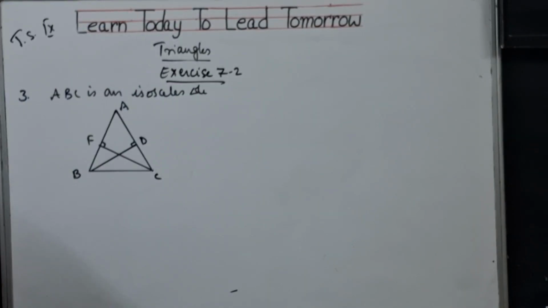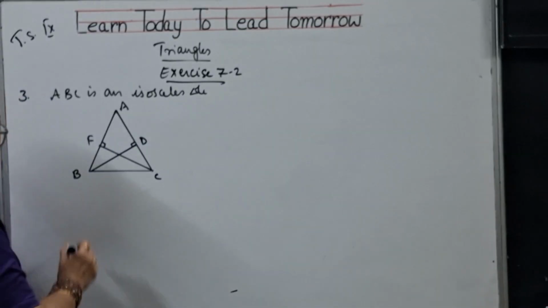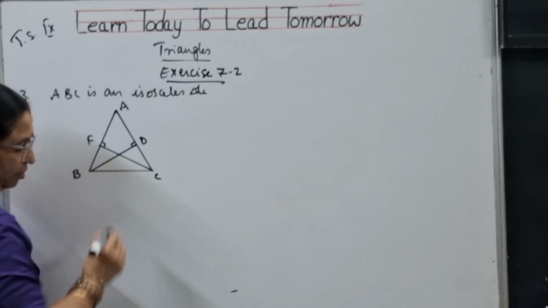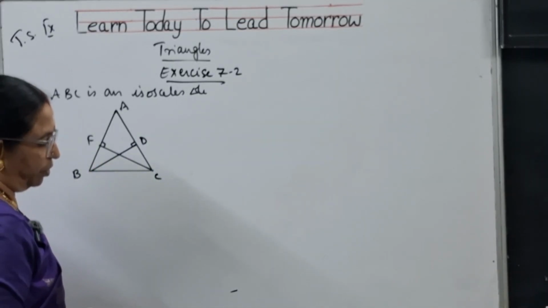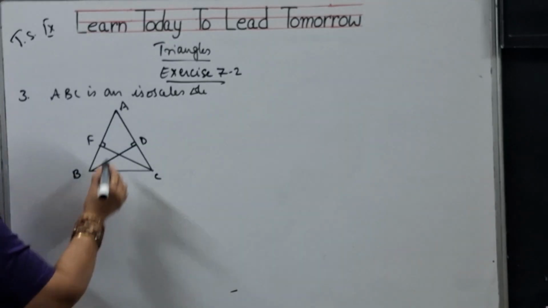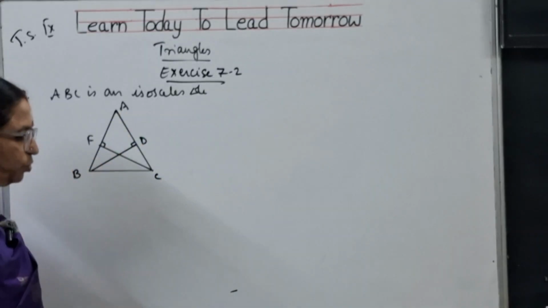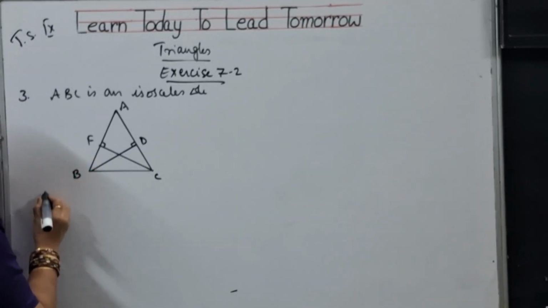I am now dealing with ninth class maths, exercise 7.2 in triangles. Third problem, two problems I have already done. The third one is: triangle ABC is an isosceles triangle in which altitudes BD and CE are drawn to equal sides AC and AB. These two are equal sides. You have to show that the altitudes are equal.